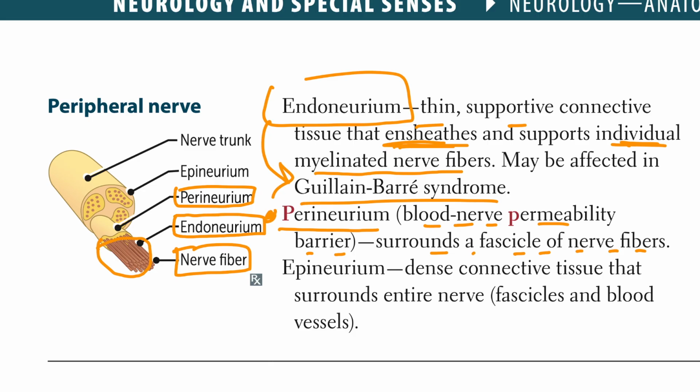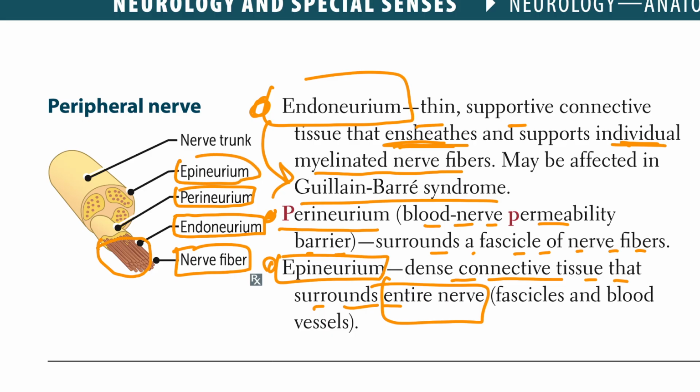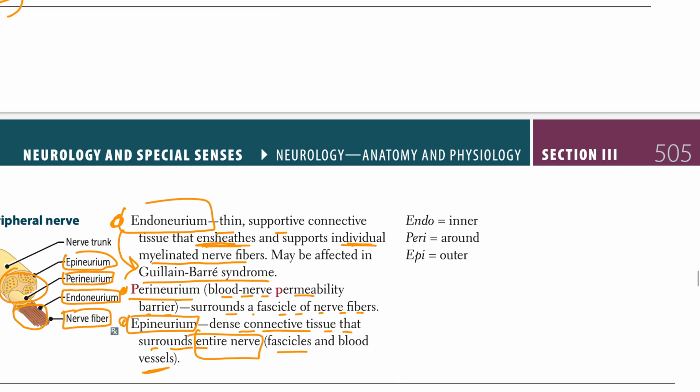Then you have the last one, which is called epineurium. Epineurium is a dense connective tissue that surrounds the entire nerve, which is the fascicles and the blood vessels, everything. So endo is inner, peri is around, epi is outer. You already know endo is always inner, then peri is in the middle, and then you have the epineurium.